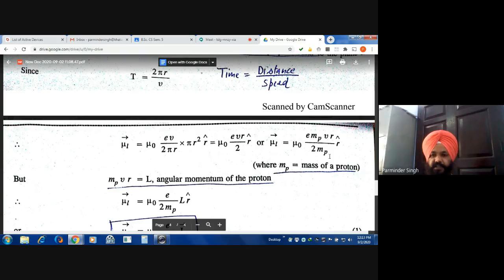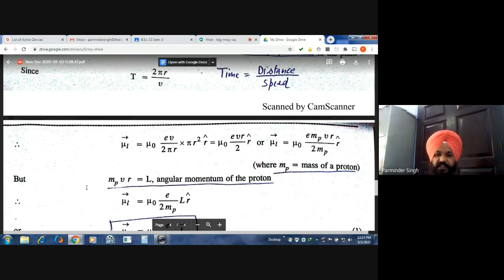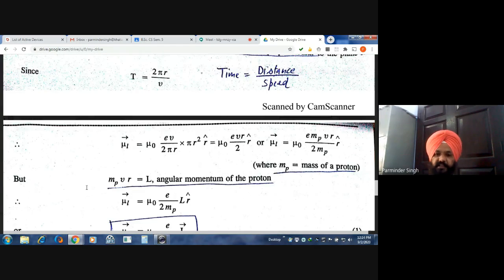What is mp here? mp is the mass of the proton. So why can we use mp here? Because mp, the mass of the proton, into velocity into the radius vector is always equal to capital L, that is the angular momentum of the proton. So we can easily write it as the angular momentum of the proton.